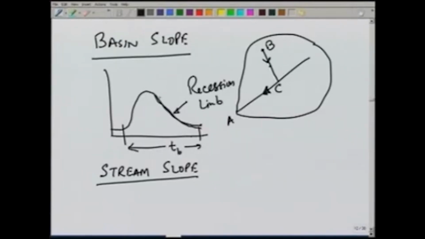this denotes the water coming from the storage. It may be channel storage or it may be storage inside lakes or small depressions in the area. So, this part will depend on what is the stream slope. If the stream slope is large, this part will be showing a rapid decline. If the stream slope is small, it will show a flat decline.